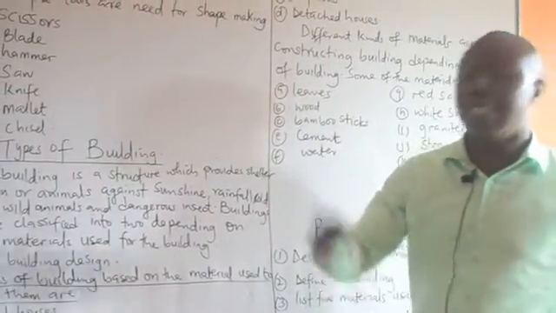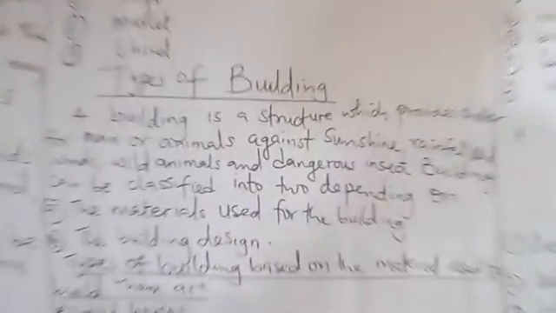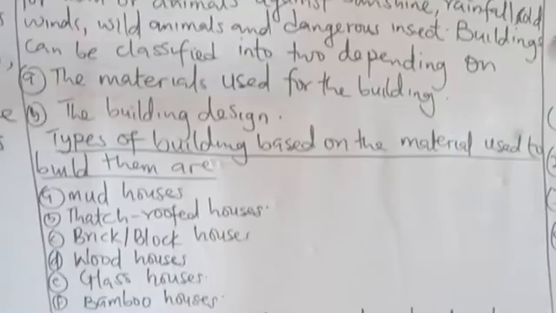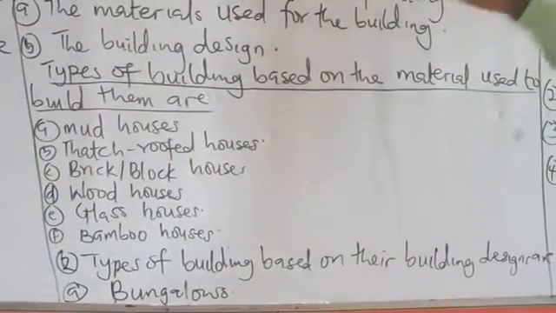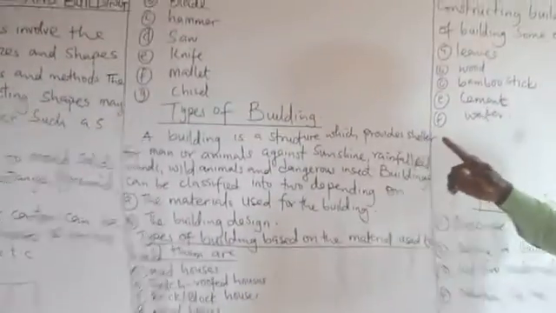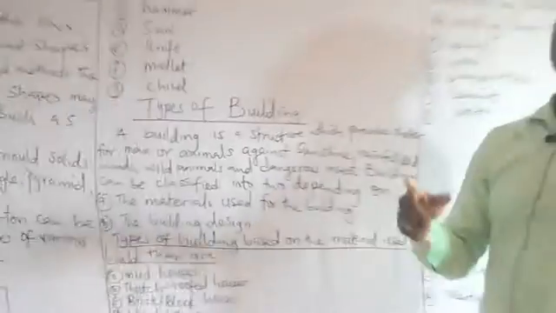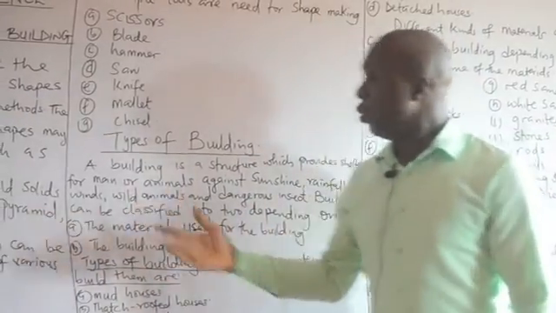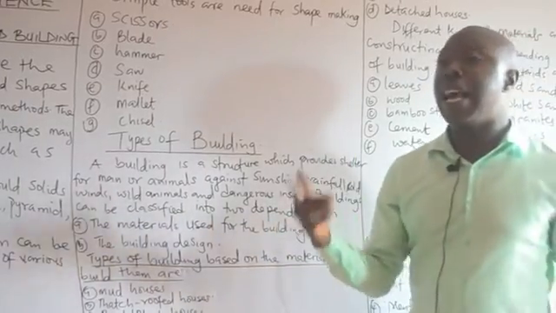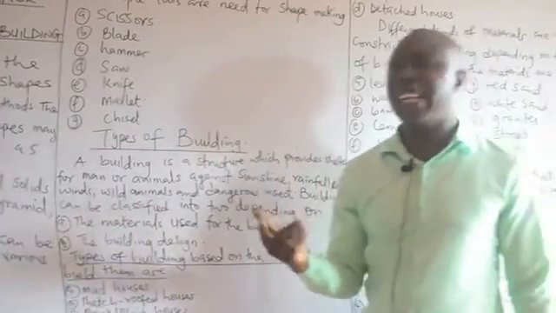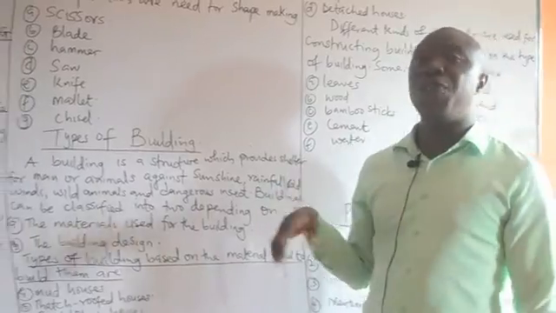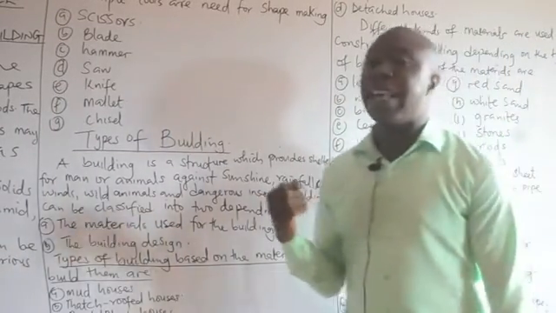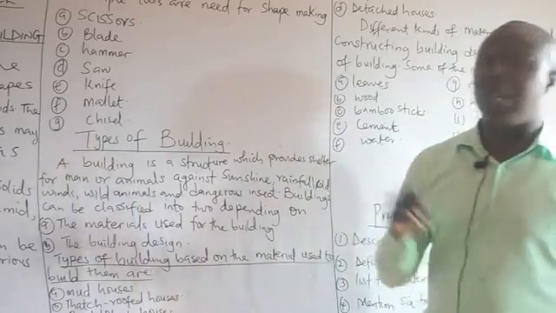So your house, where you live, is a building, isn't it? The purpose of living in that building is to provide shelter. At least at night, you have a place to sleep. And to protect man and animal from sunshine, rainfall, cold, wind, wild animals, and dangerous insects.